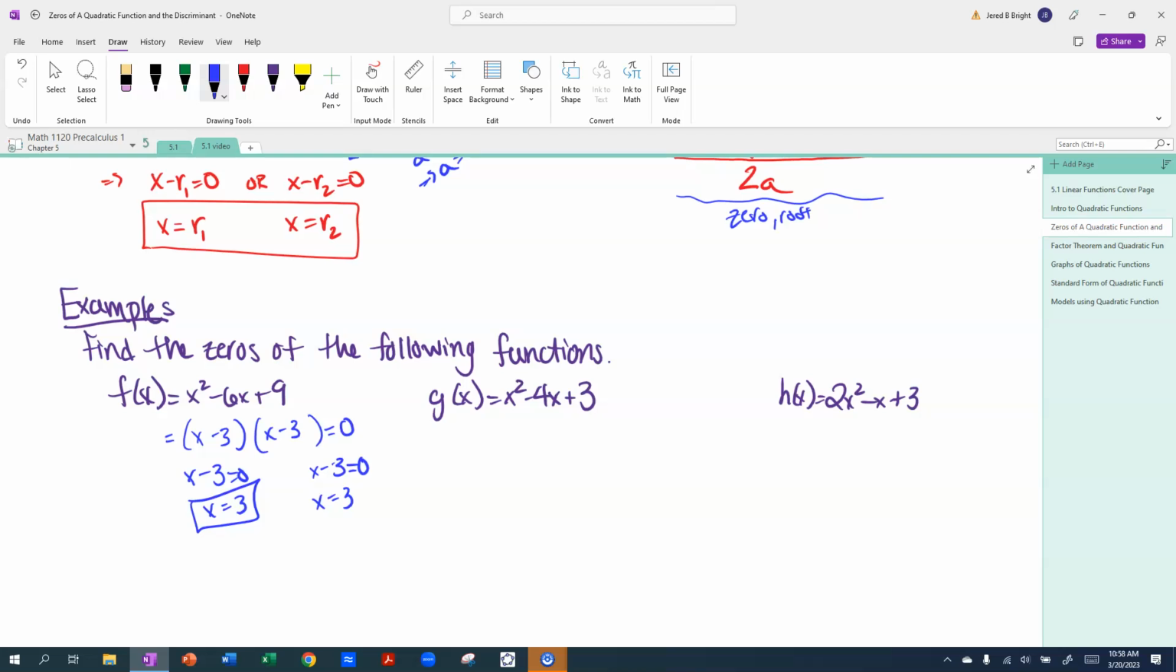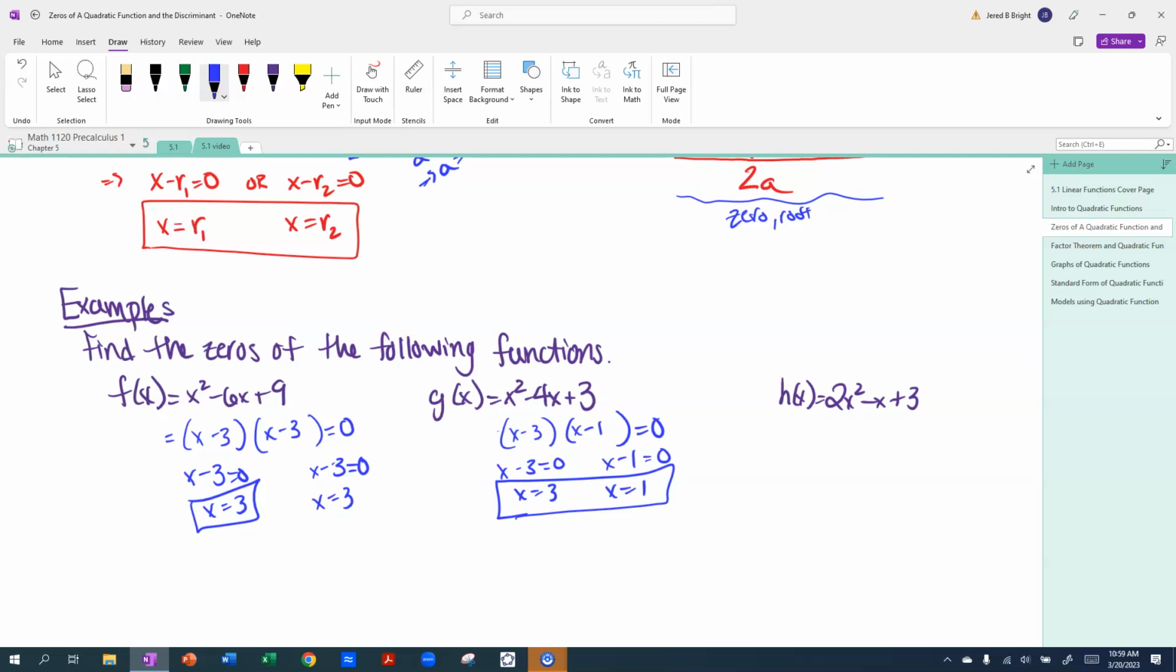Next one, I'm going to try to factor this. Again, I know what this factors as: x minus 3 and x minus 1, and I'm going to set that equal to 0. Solve each factor using the zero product property: set each factor equal to 0 and solve. x is equal to 3, x is equal to 1. I have found my two roots, or two zeros.